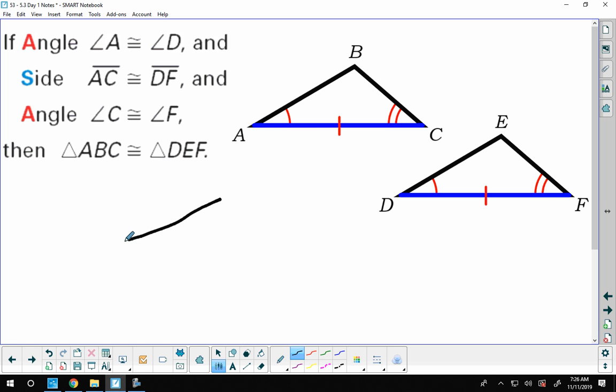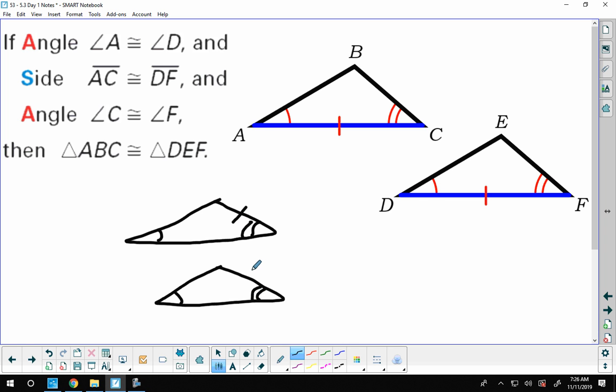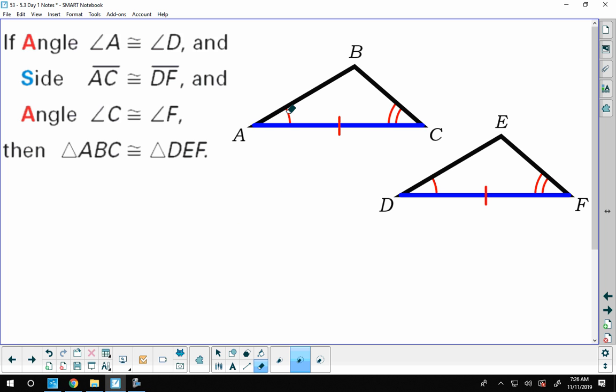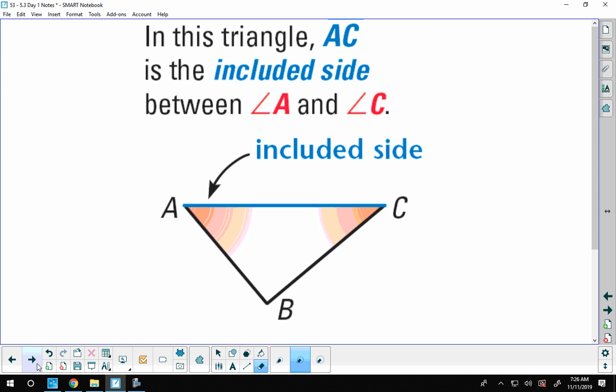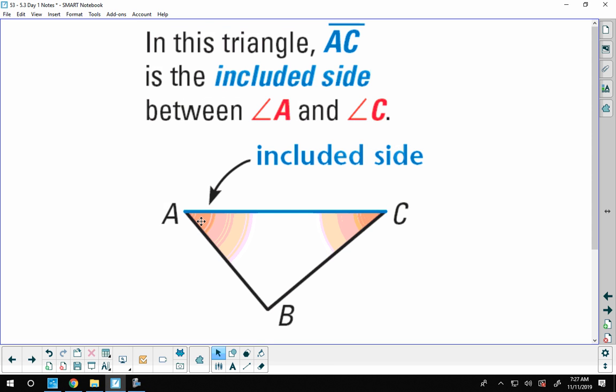So here's a non-example. If we had, let's say, these bottom two angles congruent to each other, a non-included side would be here. So that is not the side that's between these two angles. That's a non-included side. So that would not be angle, side, angle. But here we have angle, included side, angle. Again, just another example, we have angle A, angle C, and the included side between angle A and C is side AC, which makes sense. Side AC is between angle A and angle C.